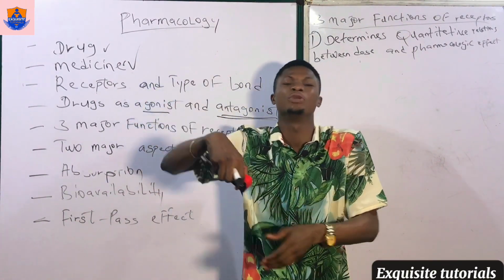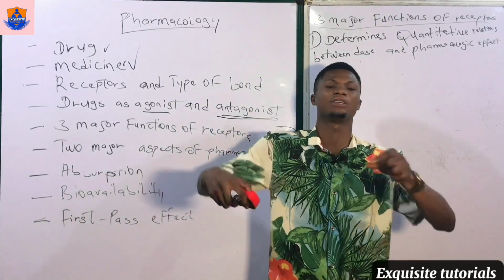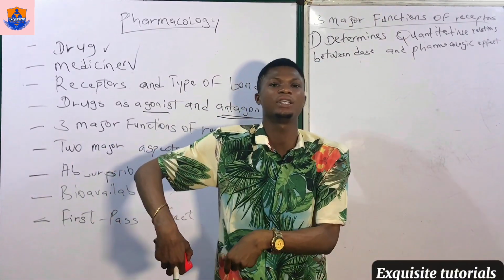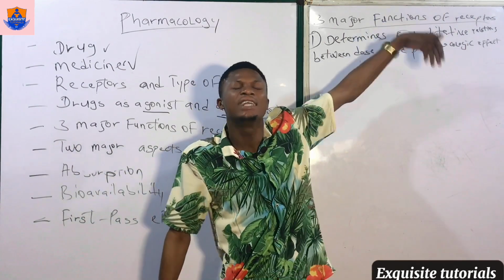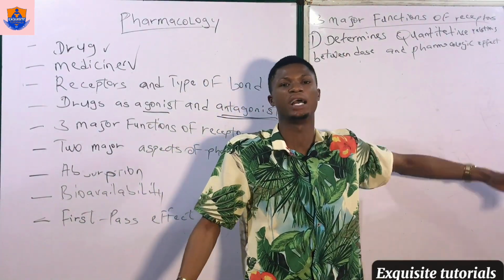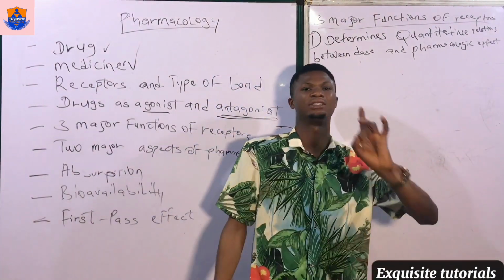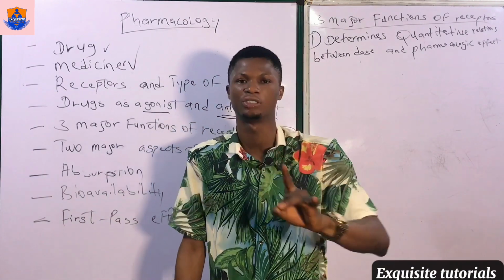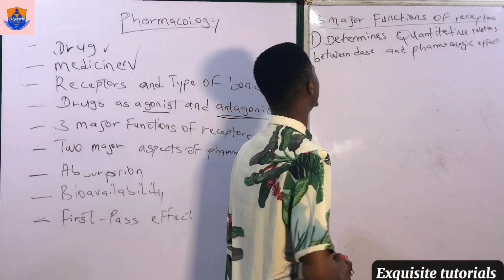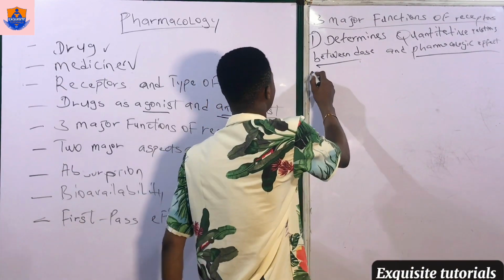Now, if you have taken an overdose, more than you're supposed to take, the effect of the drug will be too much in your body, because it has bound all the receptors responsible for what you are feeling, and there are leftover chemicals in the body which have no receptors to bind and are going to cause you harm. So one major thing that receptors do is determine the quantitative relations between dose and pharmacologic effects. Please take note of this.